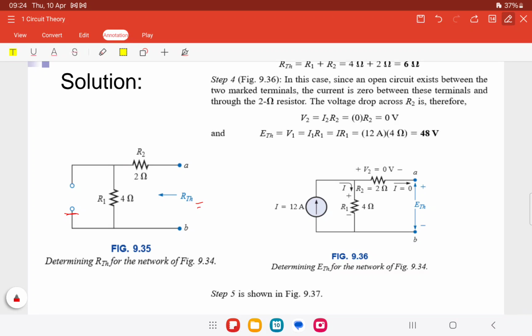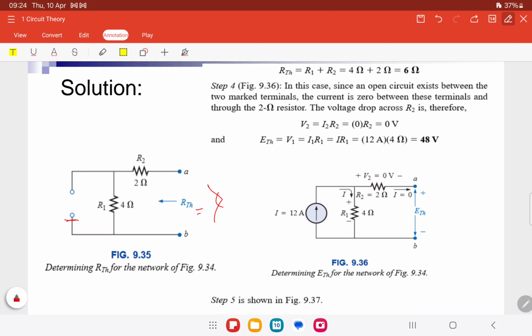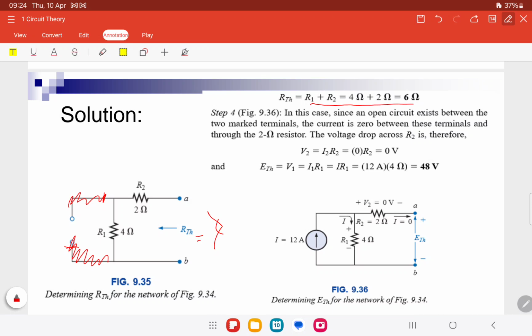Dah dekat step number 3. Okay, step number 3. Ayat dia panjang-panjang tu, tapi saya dah bagi tahu maksud dia. Okay, so open circuit for the current source. So tinggal macam tu. Now we want to get the RTH. So pandang dari sini, bila open circuit consider tak ada lah, kan? Bila tak ada, is like series je, R1 and R2. Okay, so this one lah, RTH.